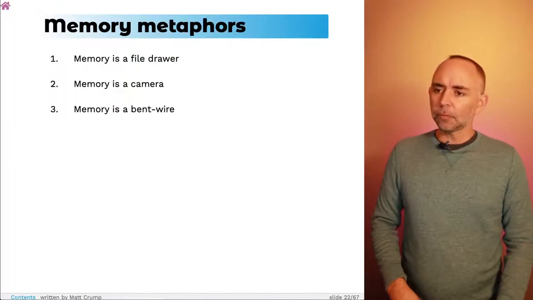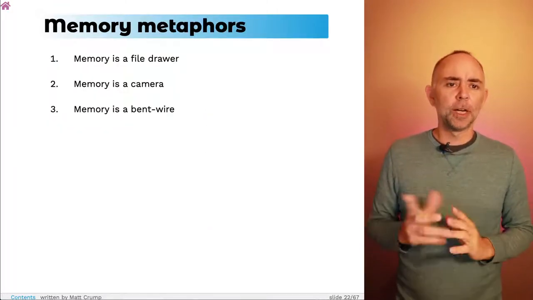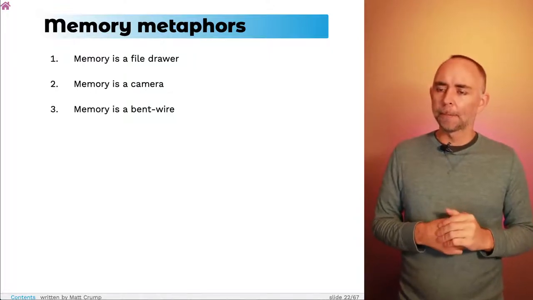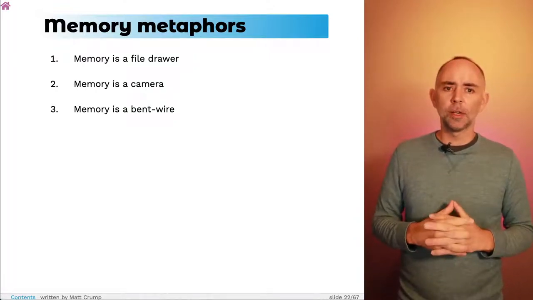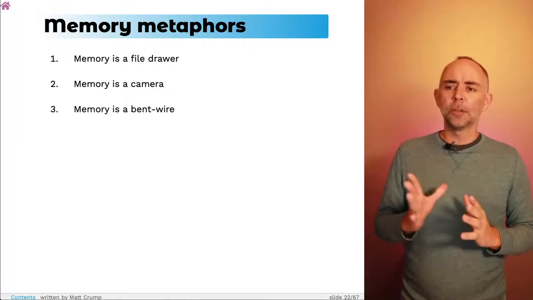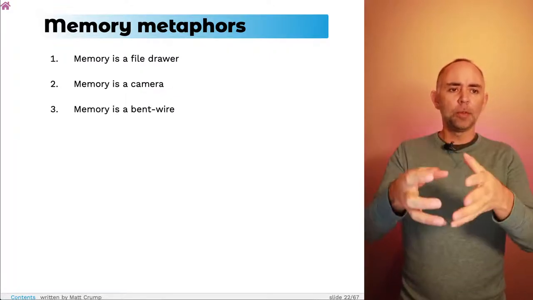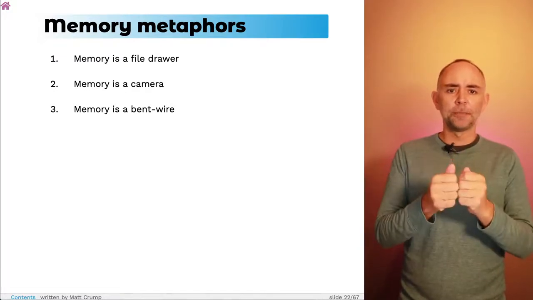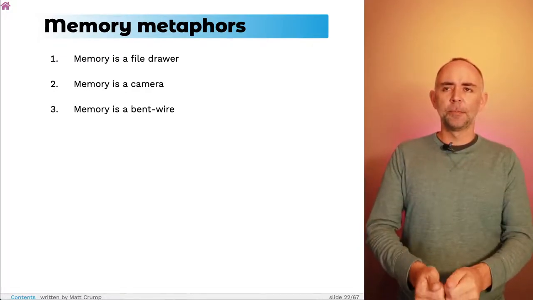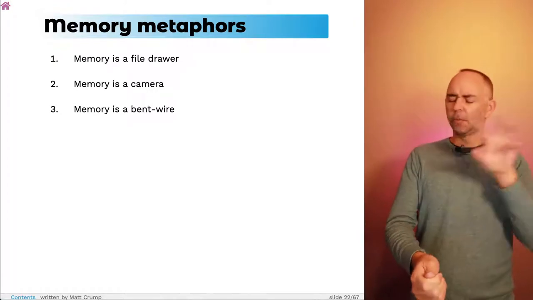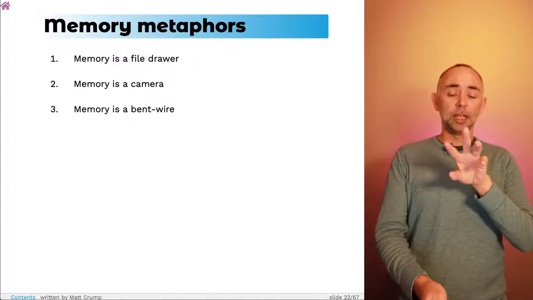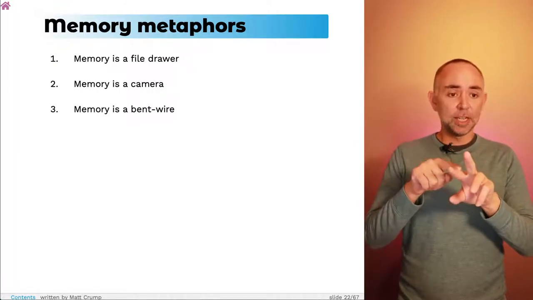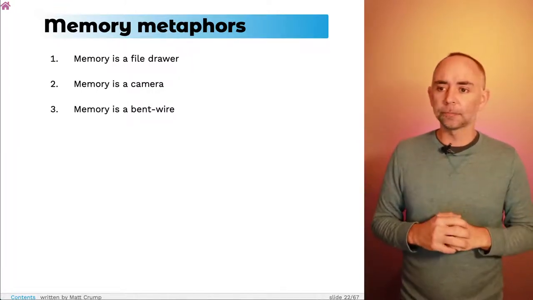Now, actually, let me say one more thing about the file drawer idea and the memory is a camera idea. And we'll come across these notions later on. Both of those ideas suggest that what you put into memory is what you get out of memory. So if I take a picture and I put that into my memory, if I want to remember the picture, I just have to go back and find it somewhere and I can look at that thing. And then my memory of it is the same as the picture that I took earlier.